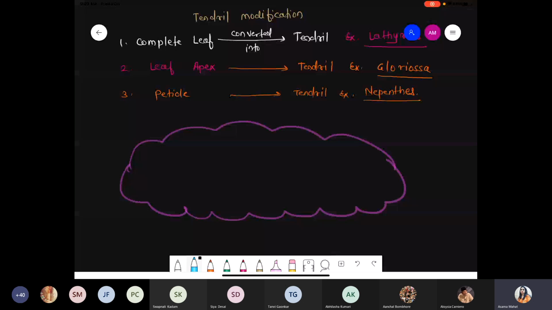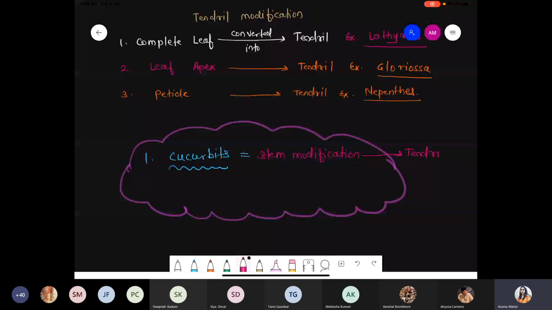So we are talking about two examples, cucurbits and leguminous plants. First, cucurbits. Please remember, in cucurbits a tendril is present, but that tendril is a stem modification. Due to that stem modification, they form a tendril. So please don't get confused.